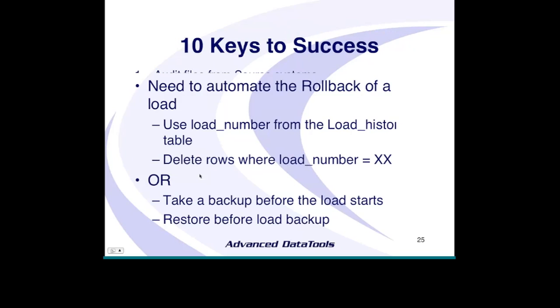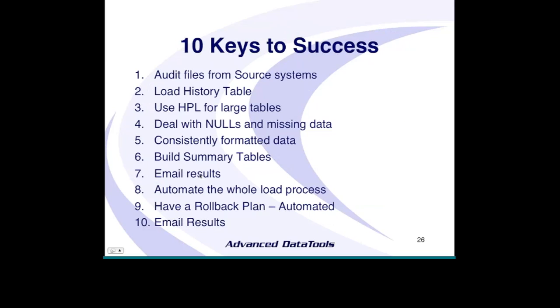So, in summary, what I call the 10 keys to a successful ETL process is audit files for every source system so you know what you're getting and how many records you're supposed to get, having a load history table, using the high performance loader for large tables. I didn't say this enough earlier, but Informix has a real jewel there with the high performance loader. It's the fastest thing I've found, and I've benchmarked a number of systems over the years, and the high performance loader has always outwon almost everything I've done.